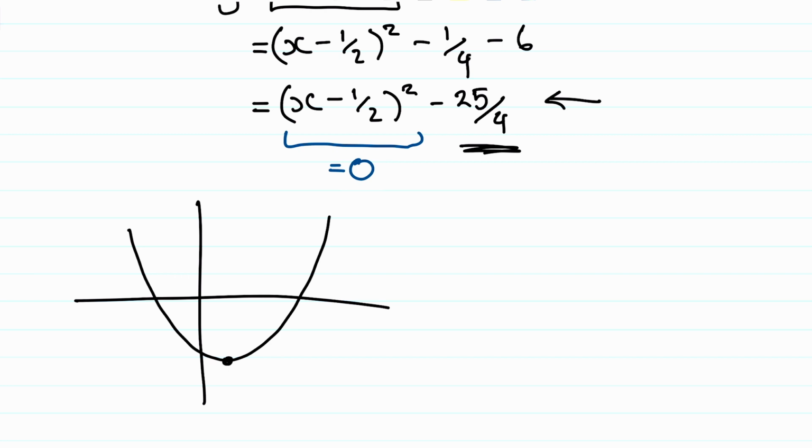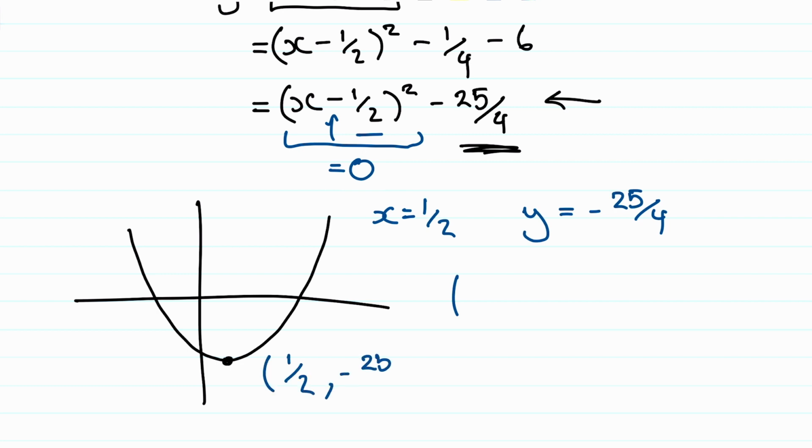Because in order for this entire bracket squared to equal 0, the thing inside the brackets would have to equal 0. And so x, you should be able to see, would have to equal a half to cancel with this negative a half here. And now if that entire bracket is 0, then the only thing we have left is this constant minus 25 over 4. So you should be able to see that y then is minus 25 over 4. And so our overall coordinates for the minimum would be (a half, minus 25 over 4).